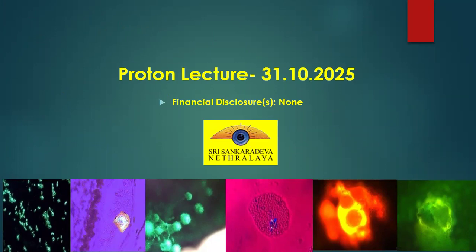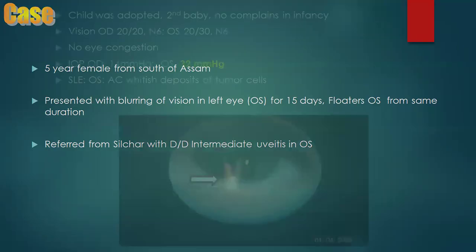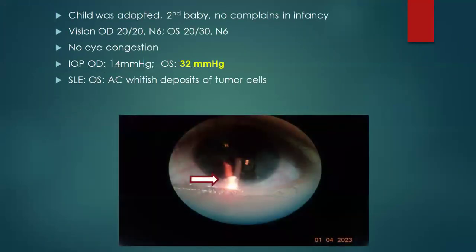Well, I start with my first presentation of a case of a 5-year-old female from south of Assam presented with blurring of vision in the left eye for 15 days with floaters. She was referred as intermediate uveitis in the left eye. The vision in the right eye was 6/6 and left eye was 6/9, and there was intraocular pressure of 32 mm mercury in the left eye.